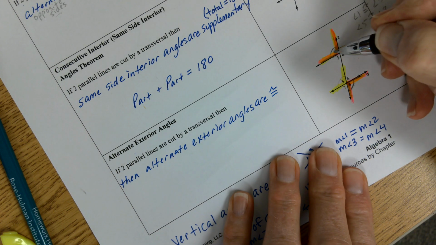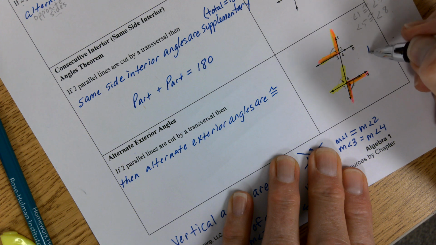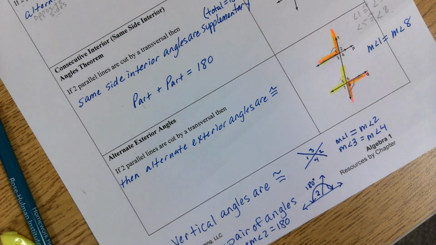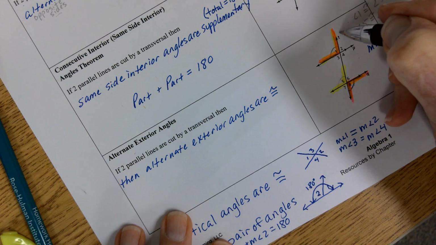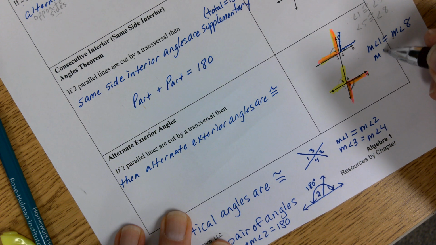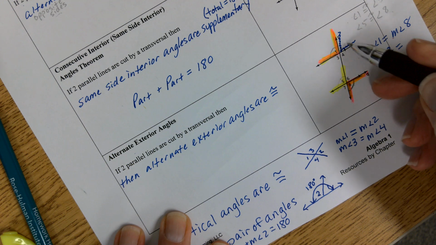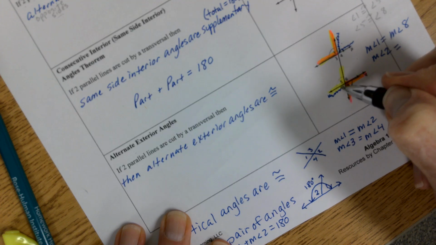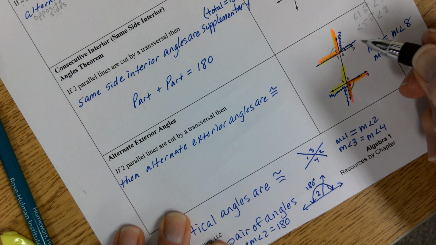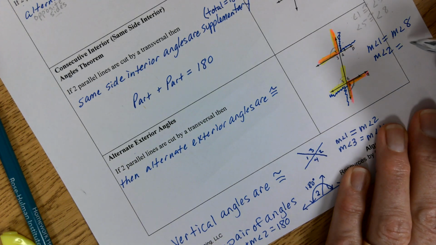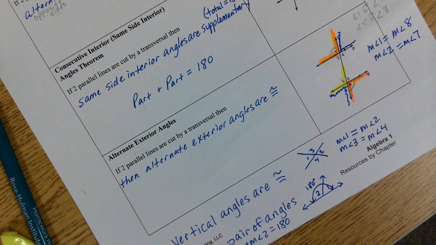Okay, so that means measure of angle 1 equals measure of angle 8. It also means I could go this side of it. Measure of angle 2 equals, I'm going to go opposite, measure of angle 2 opens to the right, measure of angle 7 opens to the left, and they're exterior. Measure of angle 2 equals measure of angle 7. Okay, that's it, you guys.